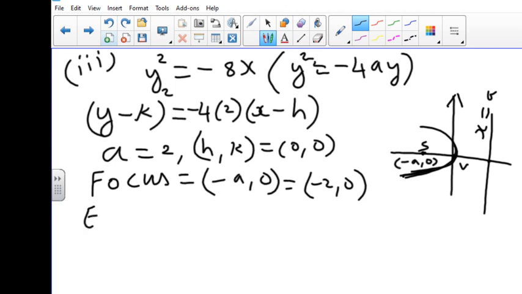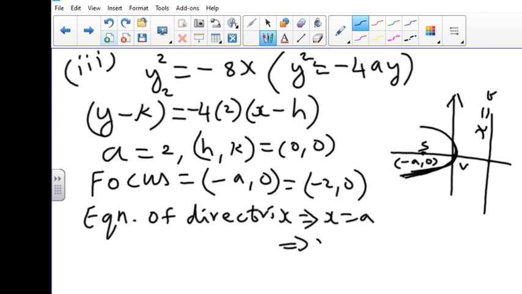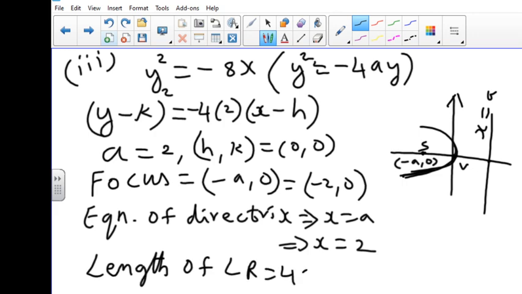And the equation of the directrix. The equation of the directrix is x is equal to a. So here we have x is equal to 2. And the length of the latus rectum? The length of the latus rectum is equal to 4a. So it is equal to 4 into 2 which is equal to 8. Okay, now coming to the next question.